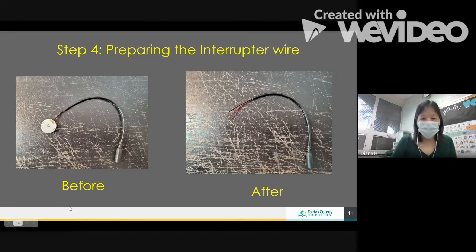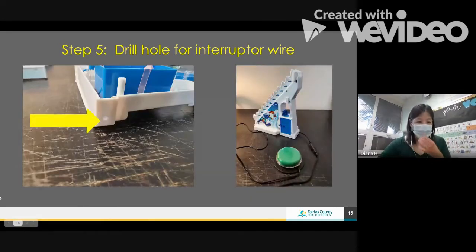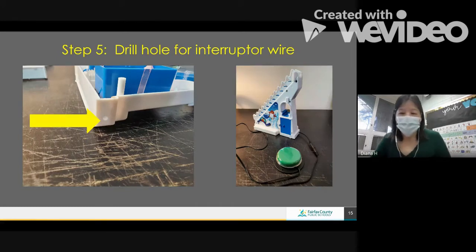All right, let's move on to step 5. Step 5 is drilling a hole for the interrupter wire. This is another crucial step. Before you drill a hole and decide where to insert all your wires, you want to look at the wire locations within the toy and decide which place would be the best place to drill a hole. Now, you're probably wondering, why is this crucial?